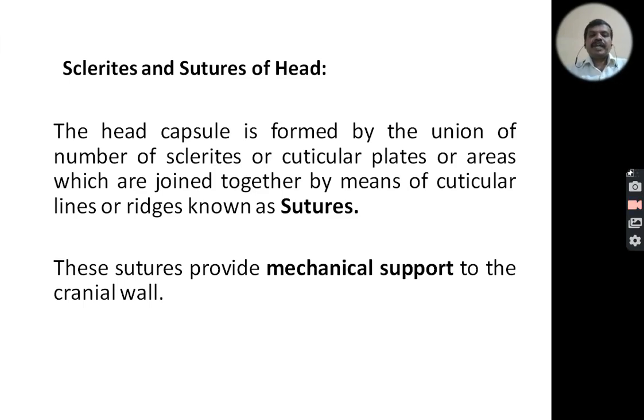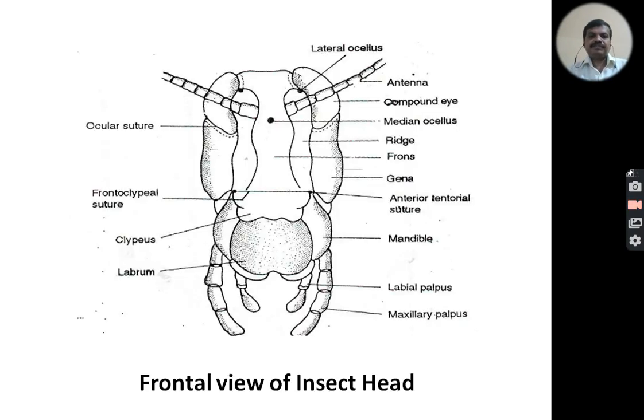These sutures provide mechanical support to the entire cranium, the wall of the head. This slide shows the front view of the insect head, where you can see all these structures. The insect head is usually present at the anterior end of the body, where you can see the compound eyes, the simple eyes, the antenna, and the mouth surrounded by the mouth parts.